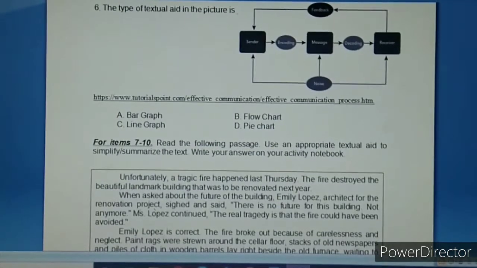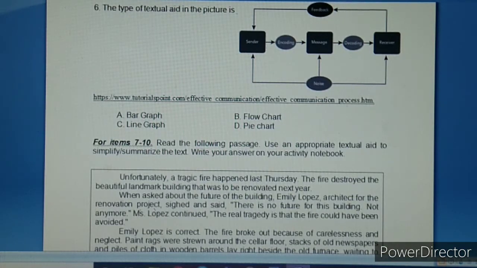Now let's move on to number 6. The type of textual aid in the picture is A, bar graph, B, flowchart, C, line graph, or D, pie chart. What do you think? Okay, the correct answer for number 6 is letter B, flow chart.